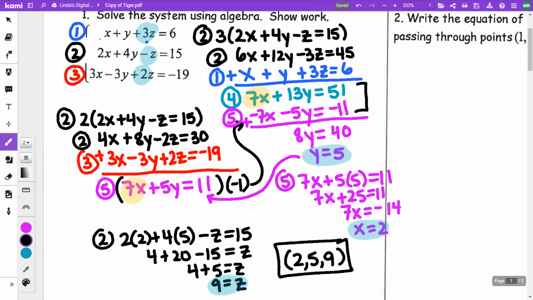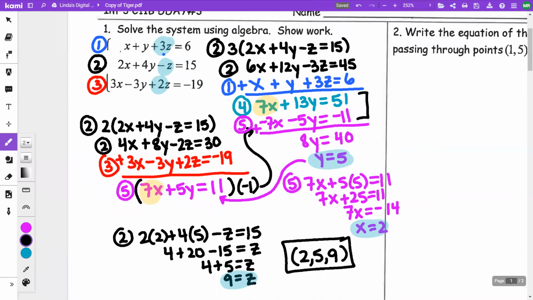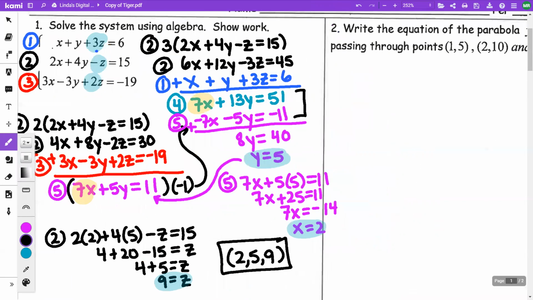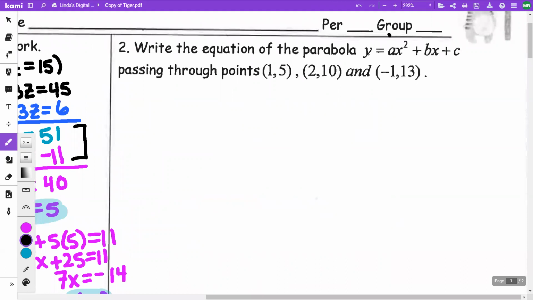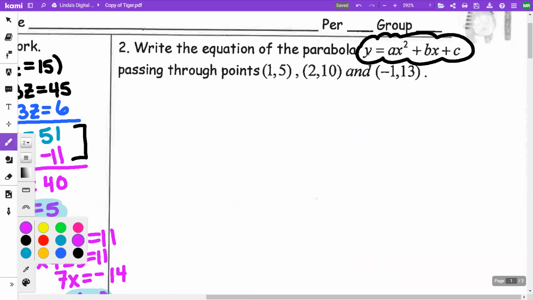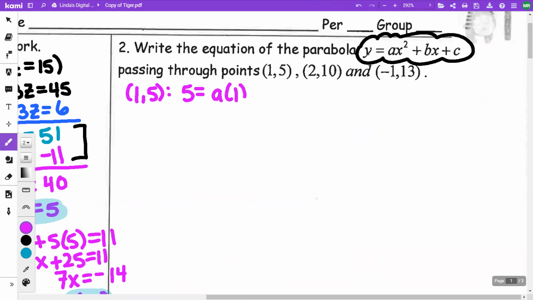On number 2, I'm going to be doing a system, but I'm going to be plugging these points into the equation of a parabola here, standard form, and get 3 different equations. So let's start with 1, 5. That's going to give me 5 is equal to a times 1 squared plus b times 1 plus c. That's going to end up giving me my first equation, which is 5 is equal to a plus b plus c.